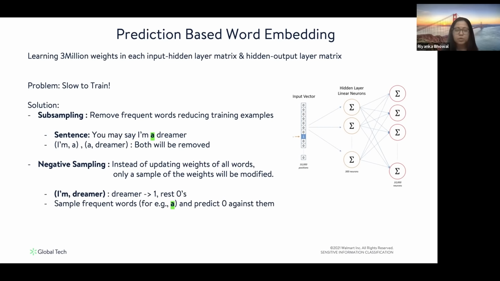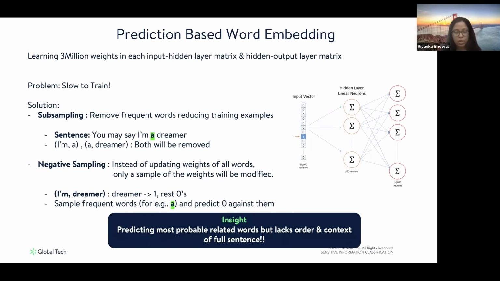Right. Now, as we have both subsampling and negative sampling, it might be easier to train these networks, right? But what we are lacking is the order and also the context of the full sentence. So can we do something better?